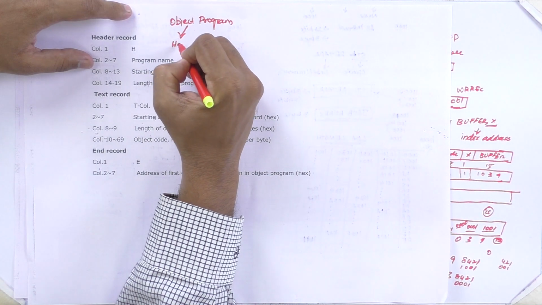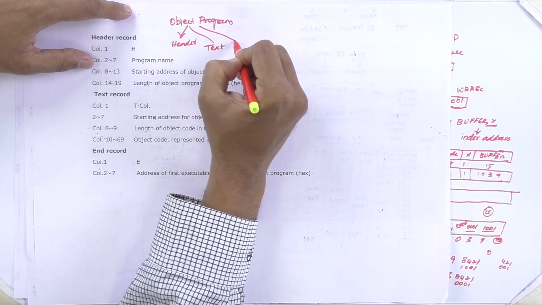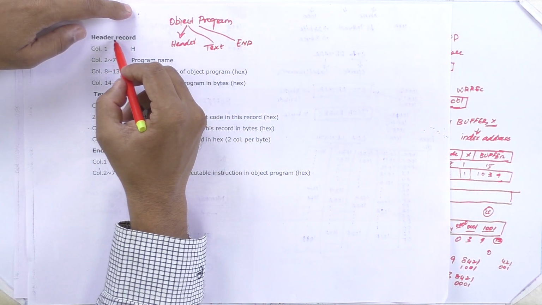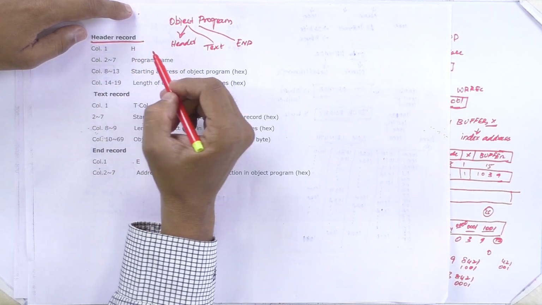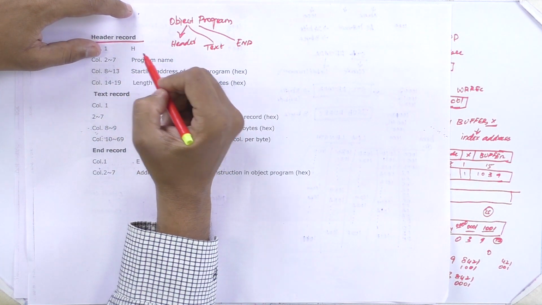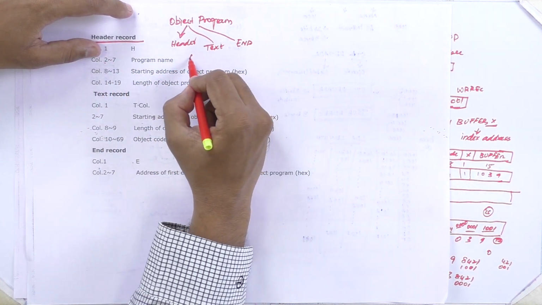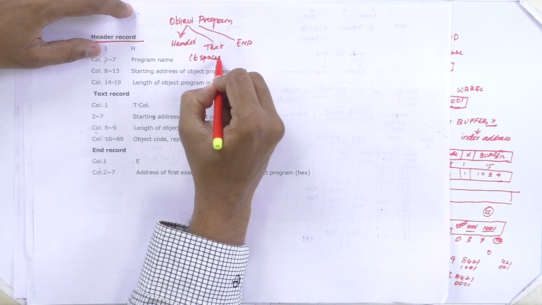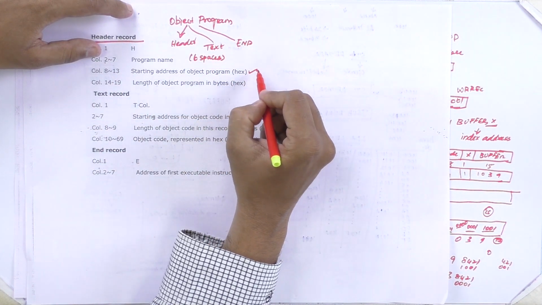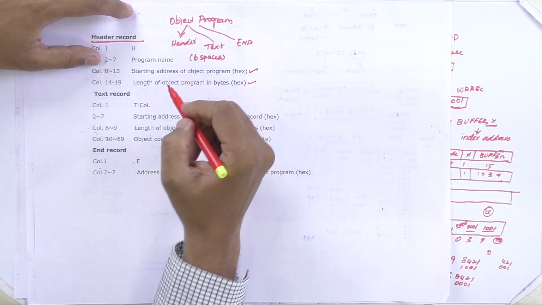Header record, text record and end record. These are the formats of header record. So header record contains four things. The first one should be H, and second one should be the program name, that is program name is 227. That means you have 6 spaces to write a program name, and the starting address of the program, it should be written in hexadecimal, and length of the object program in bytes should also be written in hexadecimal.